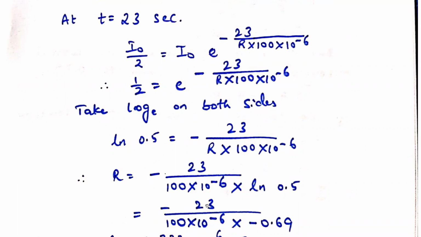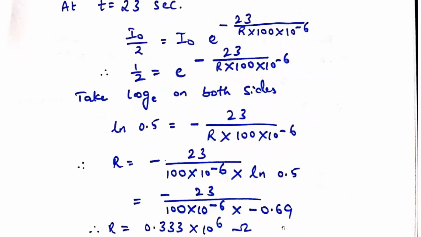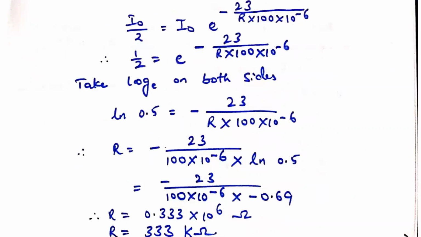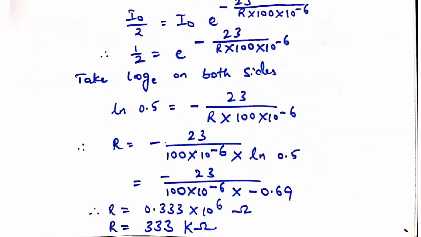Then finally, you calculate the values. Minus into minus becomes plus. So it will be 23 divided by 100 into 10 to the power minus 6 into 0.69. If you calculate, the value of R will be 0.333 into 10 to the power 6 ohm. If you convert that into kilo ohm, you will get R value equal to 333 kilo ohm. So that is the resistance connected in the circuit.